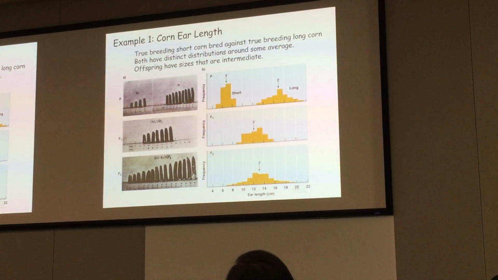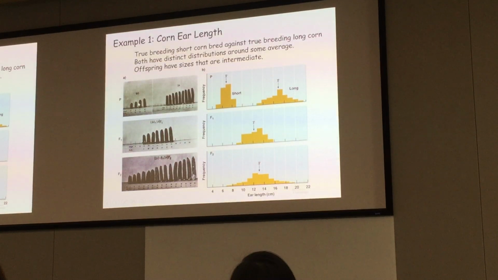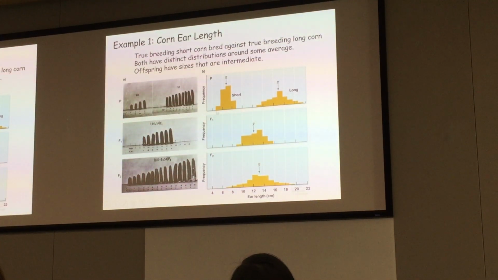vary continuously. So here we have a true breeding strain of corn that produces ear sizes that are fairly small. Here's a true breeding strain of corn that produces ear sizes that are fairly long. We could take these measurements and graph them, and that's what they've done here. You have one set of parents that produce ears distributed with a mean way down here at 7 or so, and another true breeding strain that produces average ear sizes way up here around 16, 17. And you can see that they're spread out a little bit, and that's due to environment.